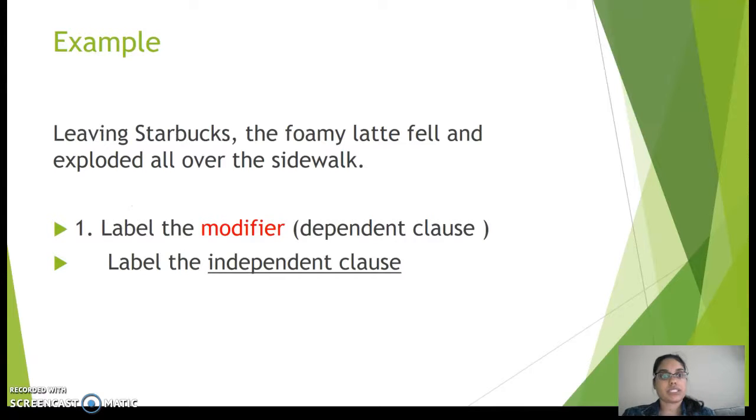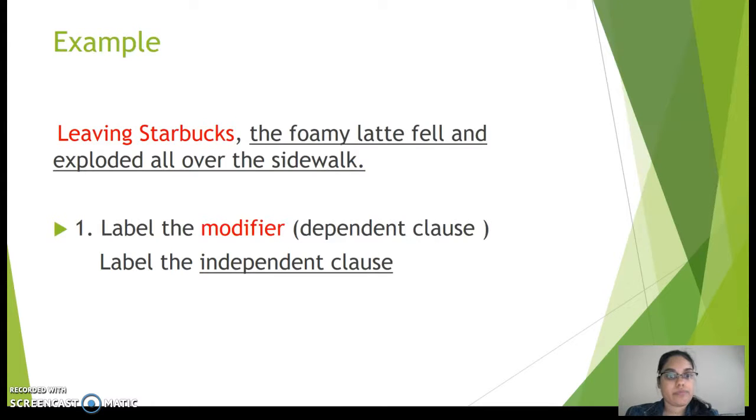So here is our first example. The sentence says, "Leaving Starbucks, the foamy latte fell and exploded all over the sidewalk." So first I want to talk about what is the modifier. In this sentence we have a dependent clause and an independent clause. You'll remember that independent clauses are clauses that can stand on their own. So which part of this sentence is the modifier? What is adding detail to this sentence? Leaving Starbucks is the modifier. And the rest of the sentence can stand on its own, so that is an independent clause. It has a subject and a verb. So the foamy latte fell and exploded all over the sidewalk. That's the full sentence.